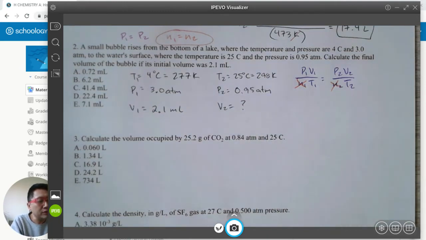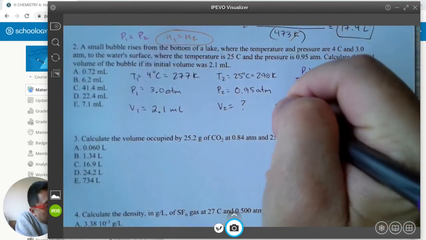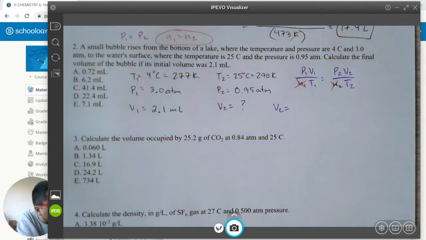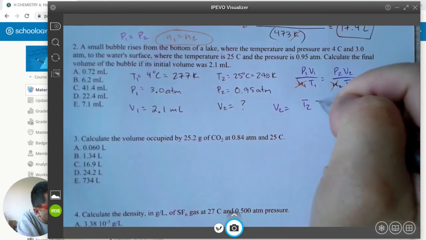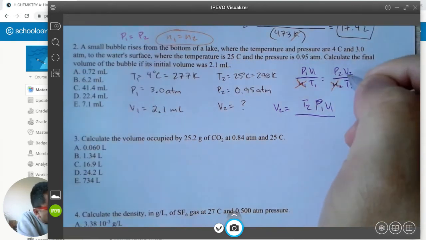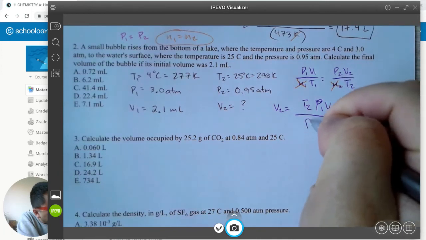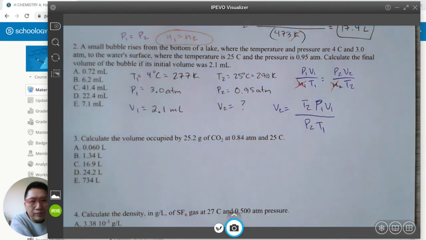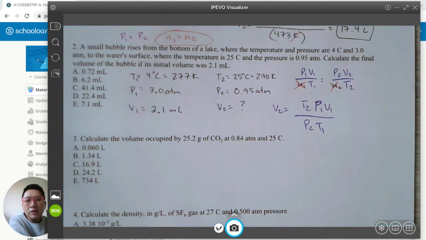That's the problem. That's the question. So mathematically, V2 is equal to, multiply both sides by T2, divide both sides by P2. That'd be T2 times P1 times V1, over, divide both sides by P2, P2 and T1. So now I know the equation. Now I have to plug everything in.